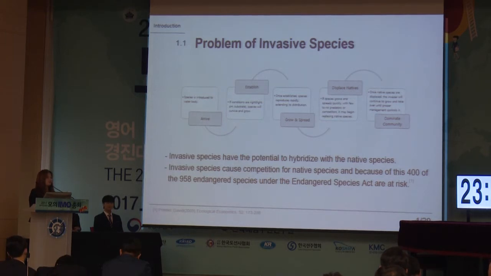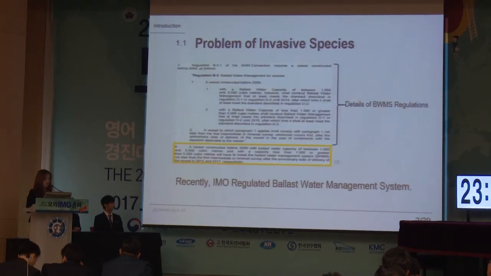Between native species and invasive species, resulting in a mix of them. The biggest cause of invasive species is attributed to ballast water. As a result, the IMO recently approved a ballast water management system for regulating the treatment of it. However, the problem was not solved. Then, what could be another cause?